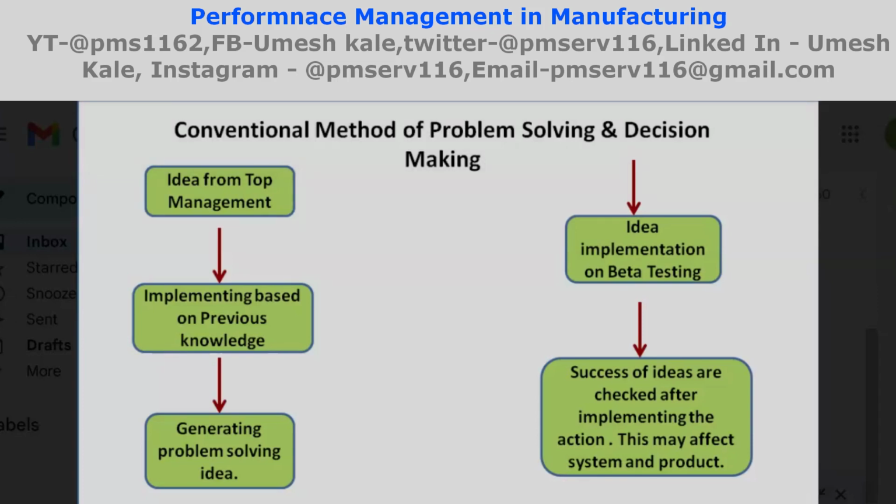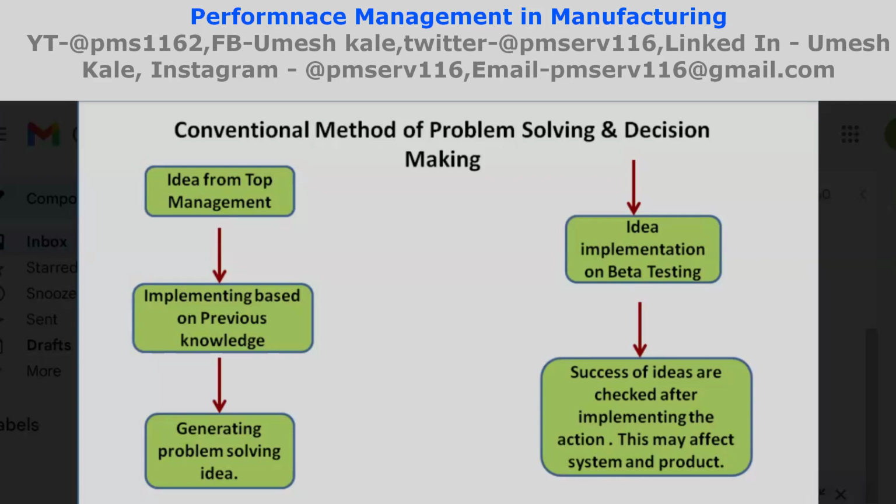and once the idea is generated, it is implemented based on the previous knowledge, skill and experience of the people involved in the problem solving team. Then problem solving ideas are generated, that in this way we are going to solve the problem. So it may be some system correction, some technical correction, or enhancing the skill of the operator. Like this, the actions can be generated across the management, and then actions start being implemented.